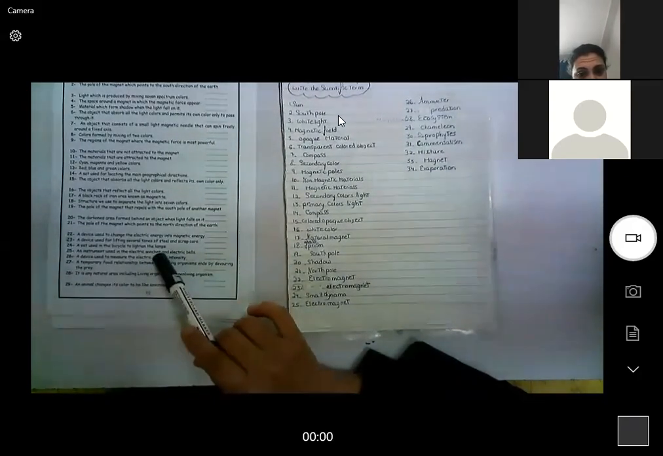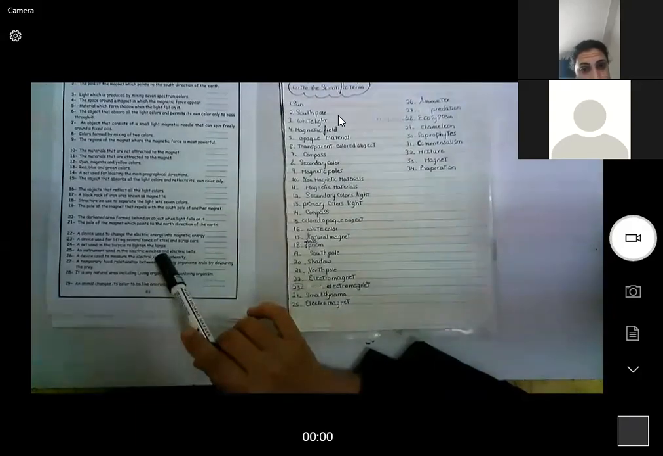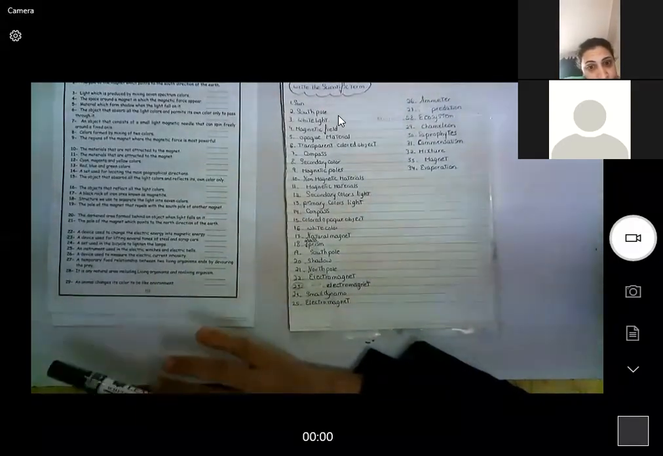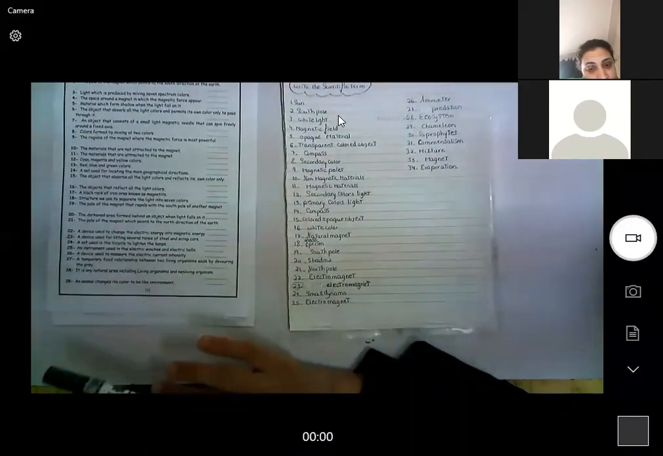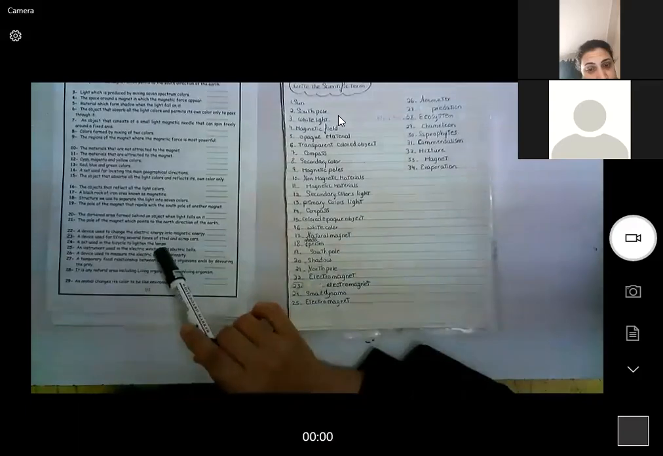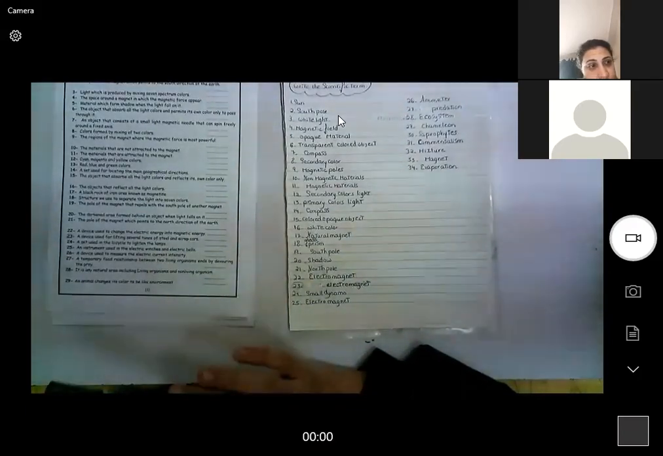Number 24, the set used in a bicycle to light the lamp. What is the instrument? What is the tool? These are all the same words. Set, tool, instrument, they are all the same word. Used in the bicycle to light the lamp. Excellent. Small dynamo. Don't write dynamo and stop.